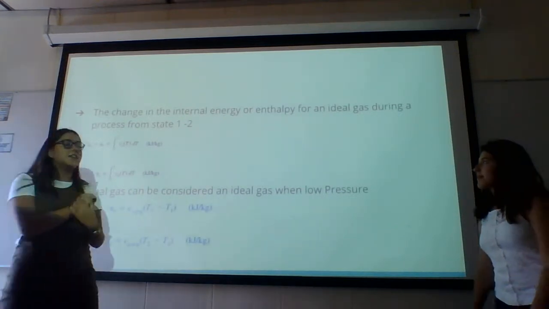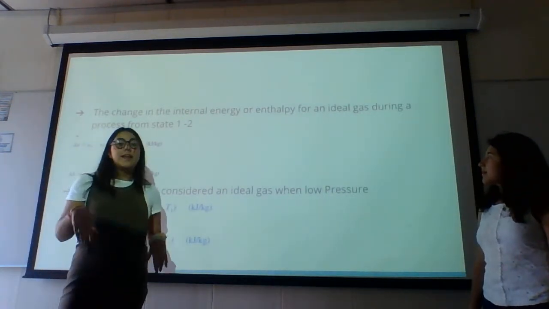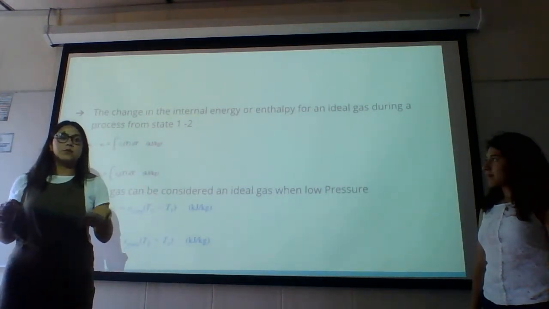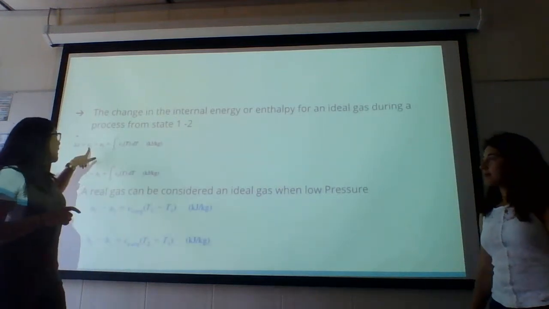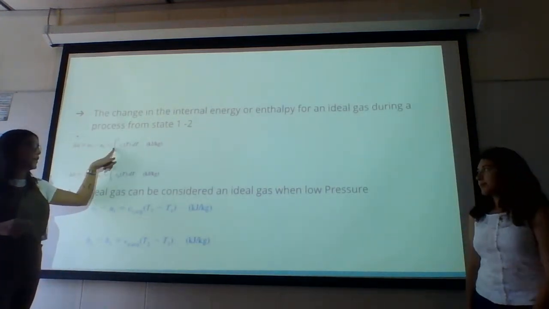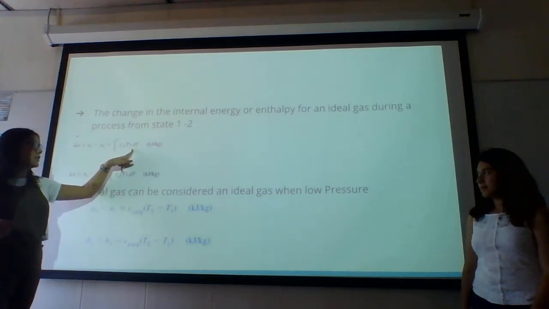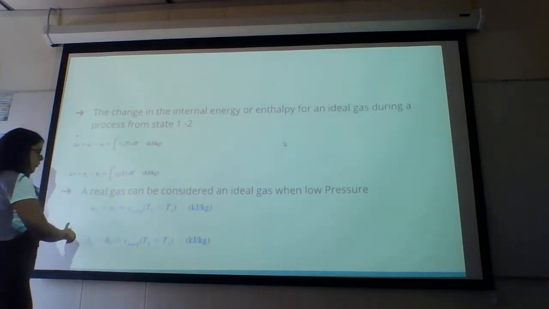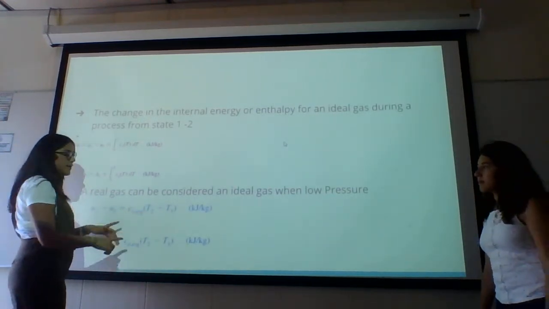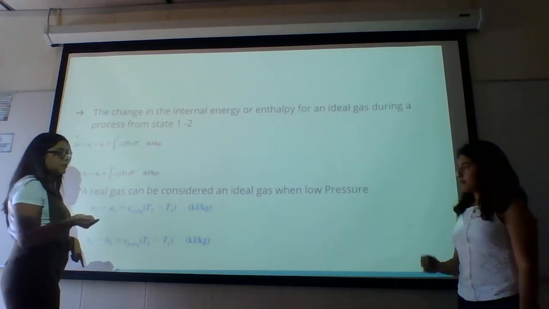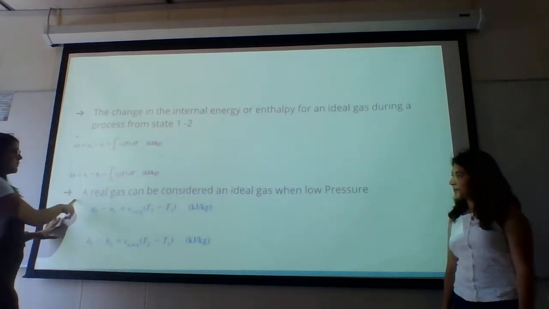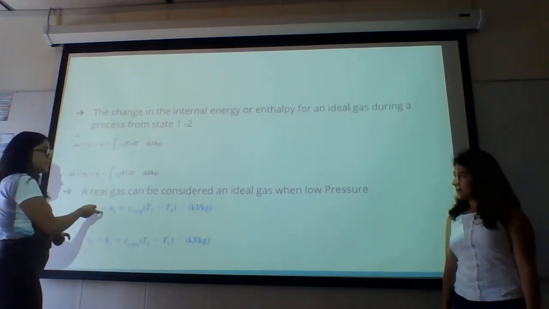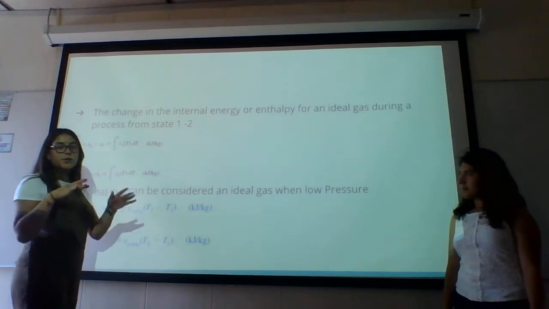The change in internal energy or enthalpy for an ideal gas during a process from state 1 to state 2: the difference of internal energy is going to be equal to the integral from 1 to 2 of Cv(T) dT, and we can denote it in another way, as Cv times the final temperature minus temperature 1. And for the enthalpy, the difference is going to be equal to the integral of Cp(T) dT.